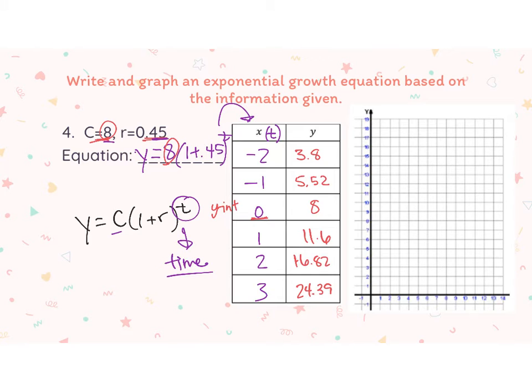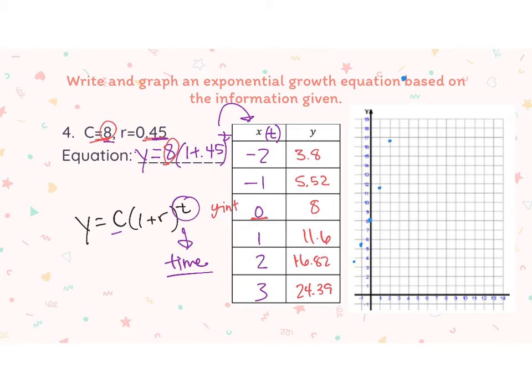So at -2, I'm at 3.8. I mean, it's right about there. -1, I'm at 5.52. 0, I'm at 8. 1, I'm at 11.6. 2, I'm at 16.82, almost 17. And then 3, I'm up at 24, which is going to be like way up here somewhere.